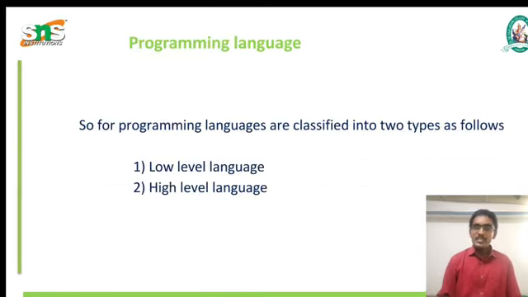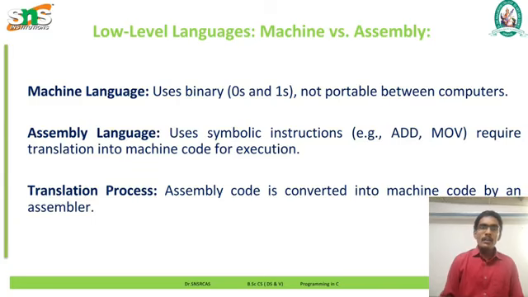Next is programming languages. Computer programming languages are basically classified into two types as follows. Number one is low level language and number two is high level language. Low level languages are basically machine language and assembly language. Machine language is usually zeros and ones. It is difficult to write and not portable between different computers.